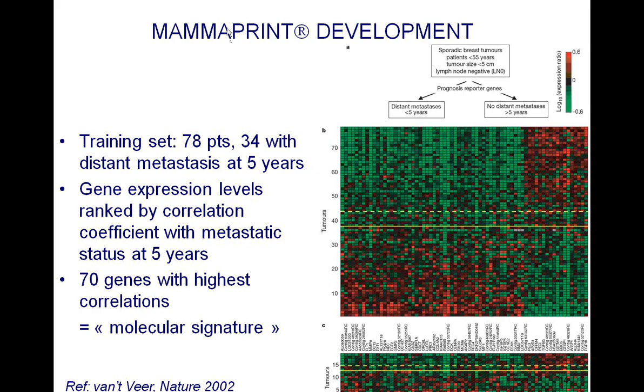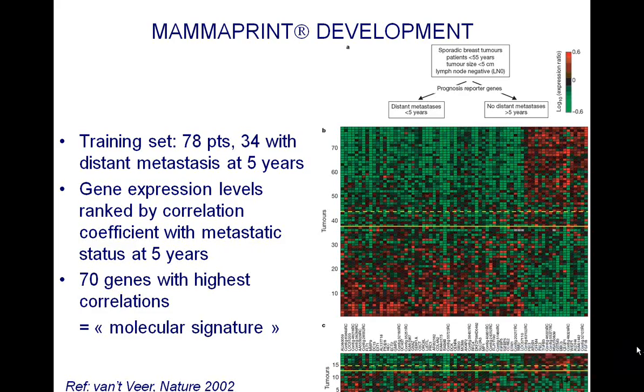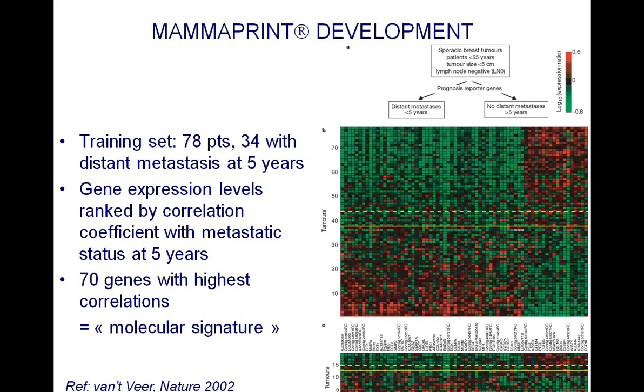One of these gene signatures in breast cancer is called MammaPrint. This signature was in fact developed based on 78 patients, and the signature was based on whether the patients had or did not have distant metastases within 5 years. So the idea of the signature was to divide the population of patients into those who were at high risk of distant metastases and those who were at low risk of distant metastases. And this was based actually on the gene expression profile of these patients.